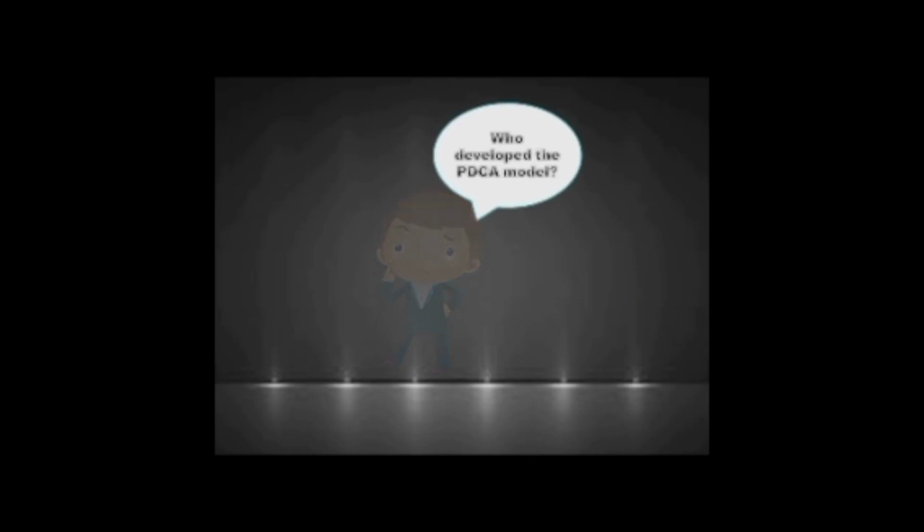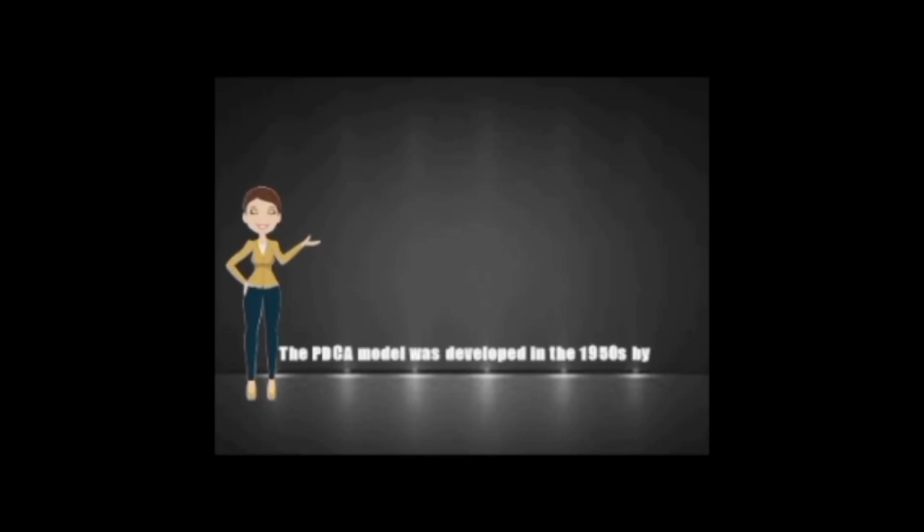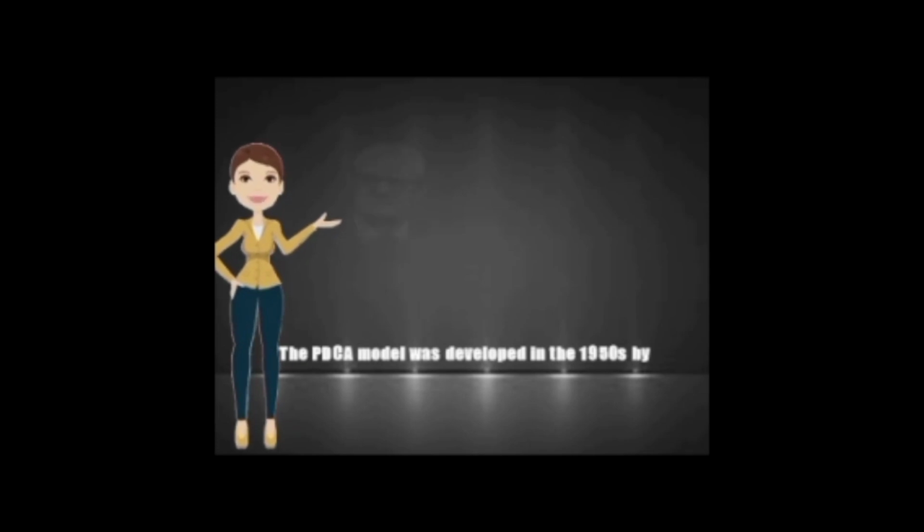Who developed the PDCA model? The PDCA model was developed in the 1950s by William Deming as a learning or improvement process based on the scientific method of problem solving. Deming himself called it by another term, the Shewhart cycle, because he created a model based on the idea from his mentor, Walter Shewhart.